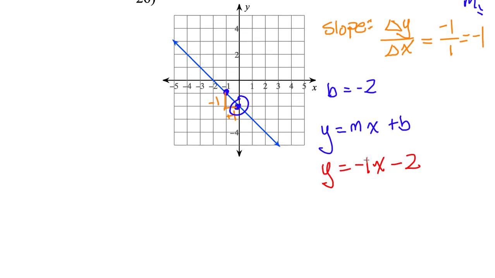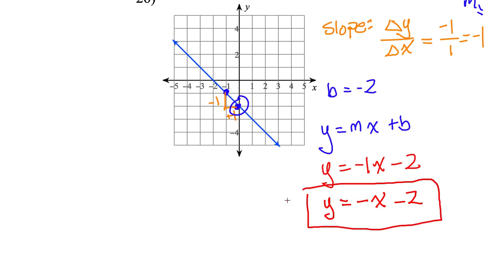And some people don't like leaving that negative 1. Some people write the equation y equals negative x minus 2. And that's a little bit more formal, so that's the one I'm going to box. But technically, both of those are mathematically correct.